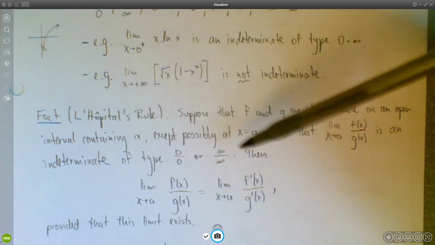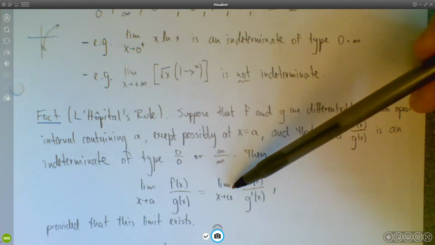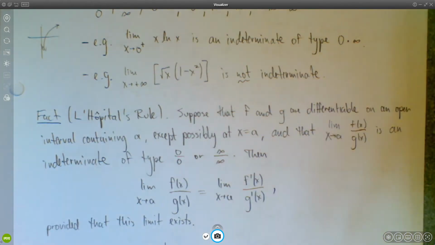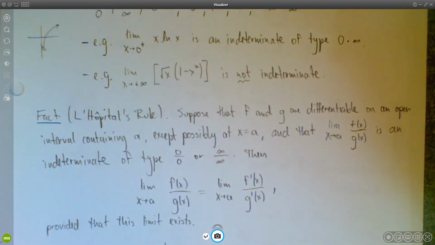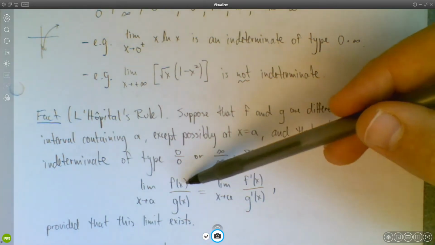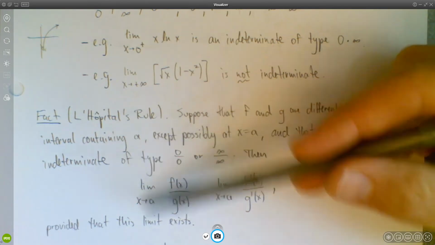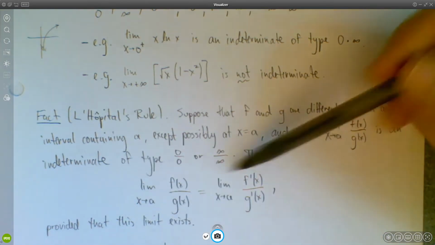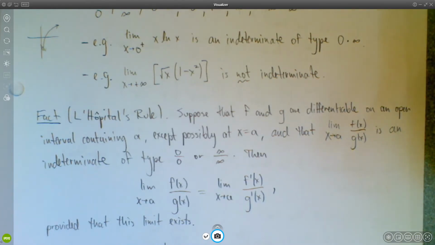Okay? If that's the case, then the limit as x approaches a of f of x over g of x equals the limit as x approaches a of f prime of x over g prime of x, provided that this limit exists. That is, you can take the derivative of the numerator and denominator independently of each other. So you're not going to use the quotient rule here. You're just going to take the derivative independently of the numerator and the denominator, and the limit of the original functions turns out to be the same as the limit of the quotient of the derivatives, provided that the limit exists.